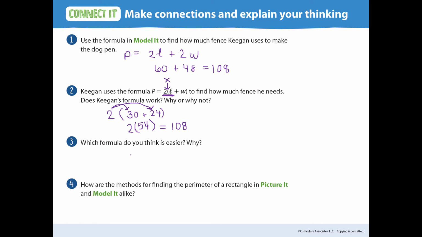Which formula do you think is easier and why? This is up to you. I'm not going to tell you which one you think is easier. So go ahead and pause and write in your answer, and then we'll move on to number 4.